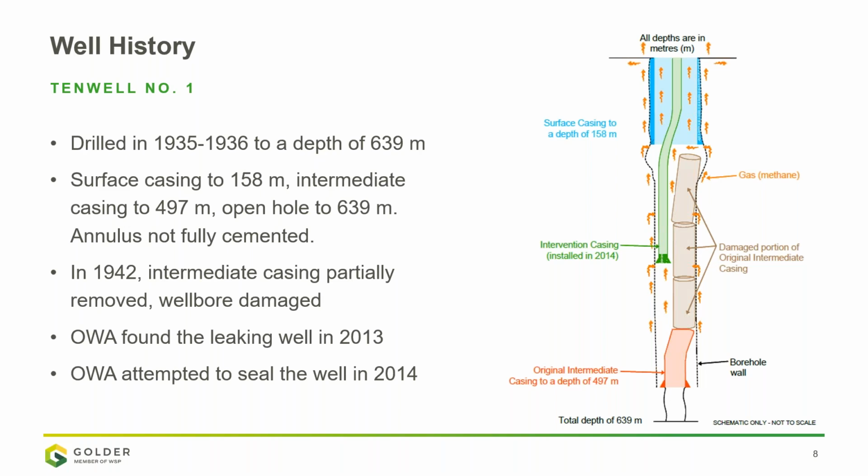In 1942, as part of the oil and gas boom during World War II, the intermediate casing was partially removed and the wellbore was damaged. Then the OWA found this leaking well in 2013, and in 2014 they installed an intervention casing, shown in green, that was used to try to seal the well.